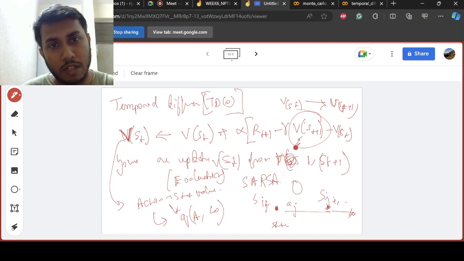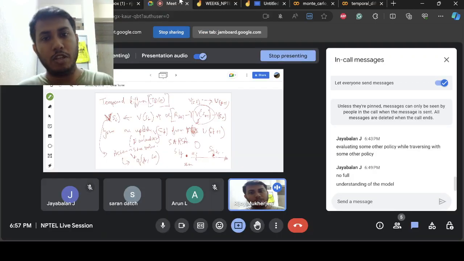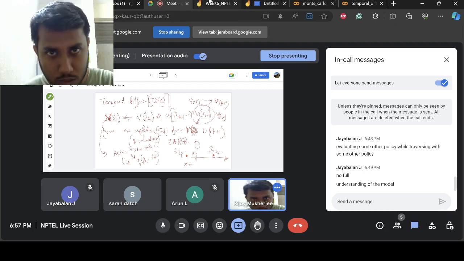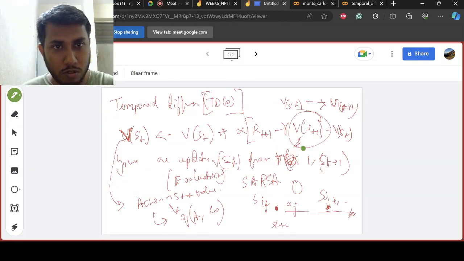You replace this part, and choose the action that is giving you maximum reward. Instead of this, you choose this.